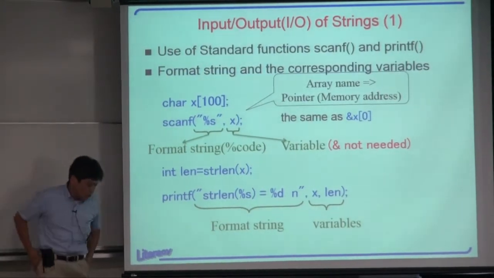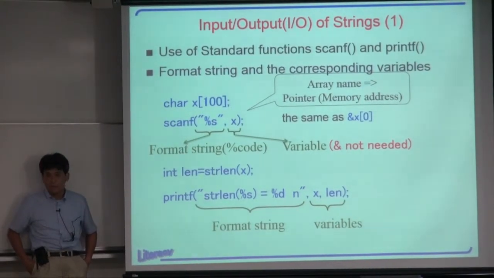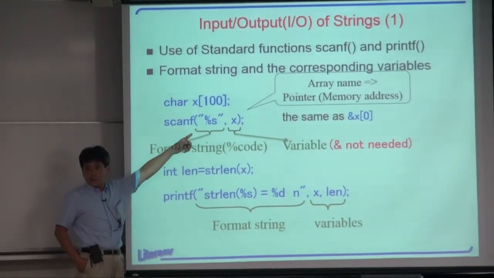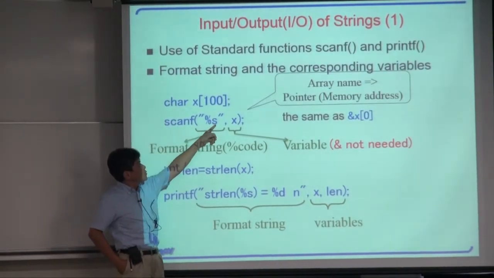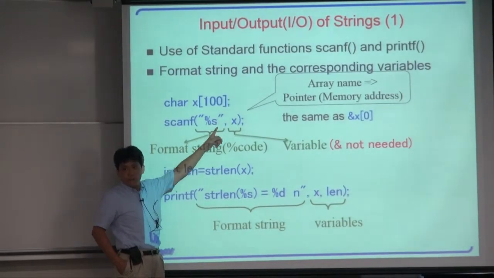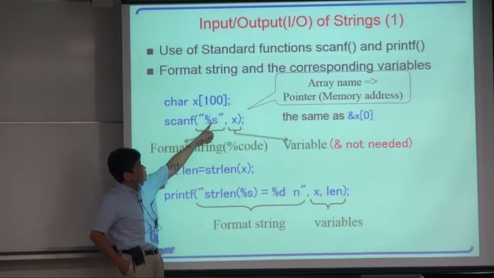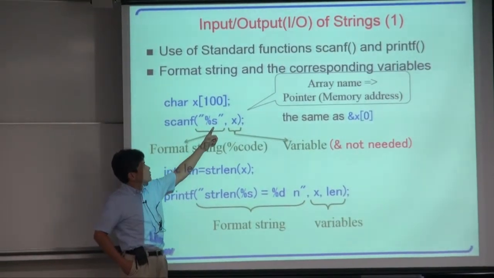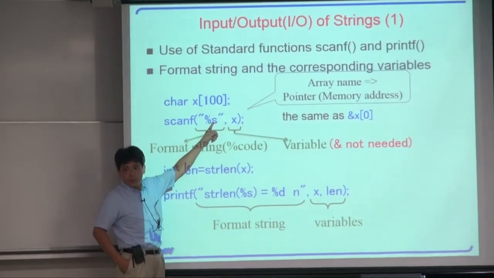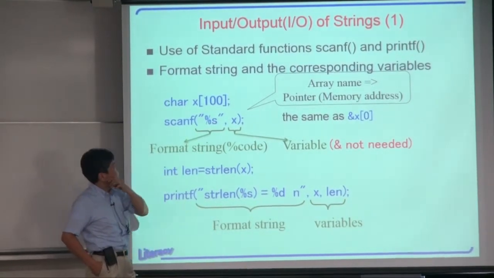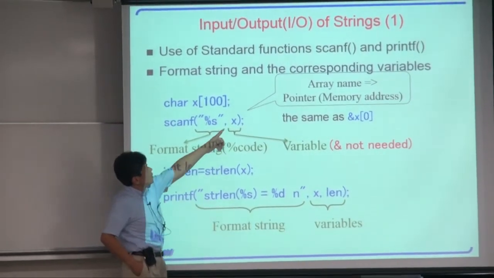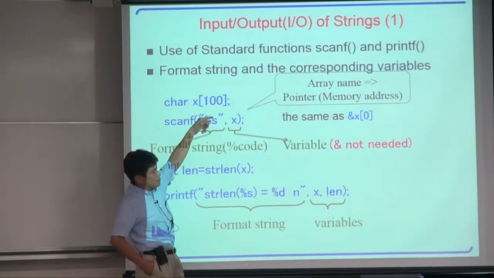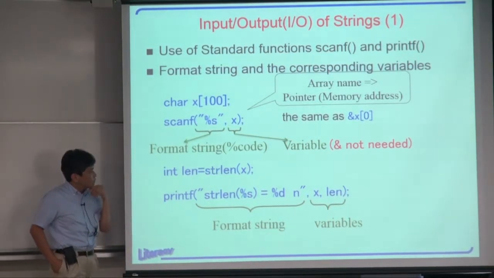If you store string data by keyboard input using the scanf function, in this case you have to specify %s as the code. This corresponds to the string. This code is a small s. And x is a variable specified by this line.